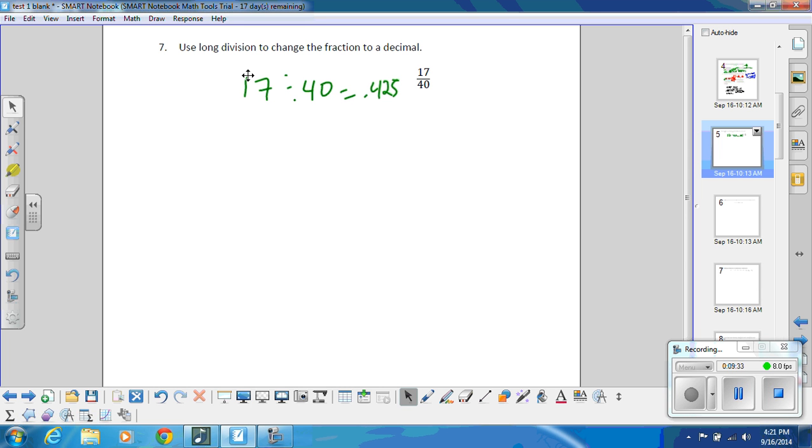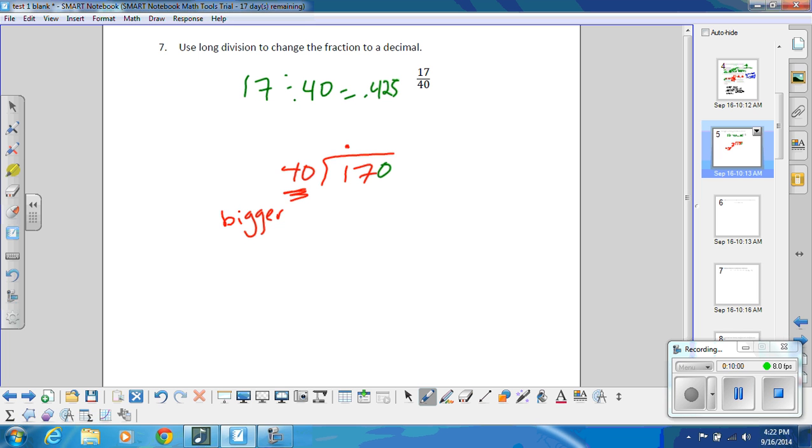I know long division is not anyone's favorite thing, but if you remember, it's always the bottom number into the top number, and the reason why this is a decimal is because that bottom number is bigger than the top number, okay? So that's how you know it's a decimal. So, boop, decimal point. All right. Now, 40 doesn't go into 17. That's the whole point. So what I do is I bring in a 0.